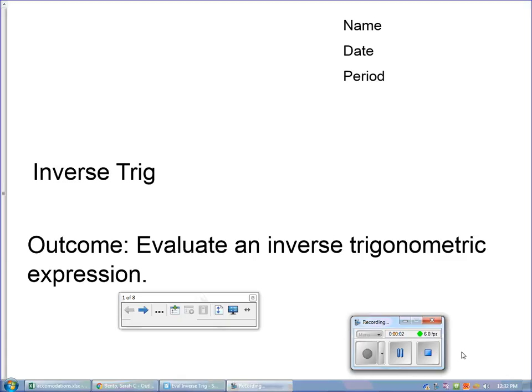The title of this note is Inverse Trig, and the outcome is that you're going to be able to evaluate an inverse trigonometric expression.